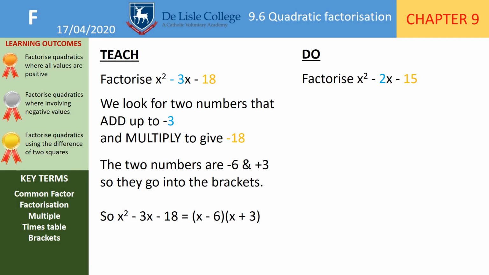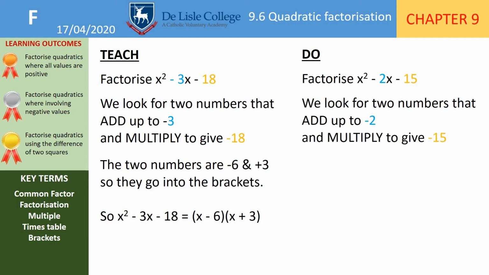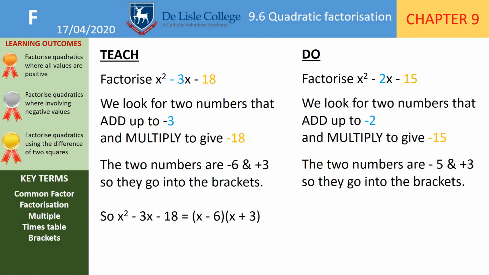One for you to do, x squared minus 2x minus 15. Pause the video, have a go, and then you can click to see the right answers. The two numbers are minus 5 and plus 3, so they go into the brackets. So you get x squared minus 2x minus 15 is x minus 5 times x plus 3.